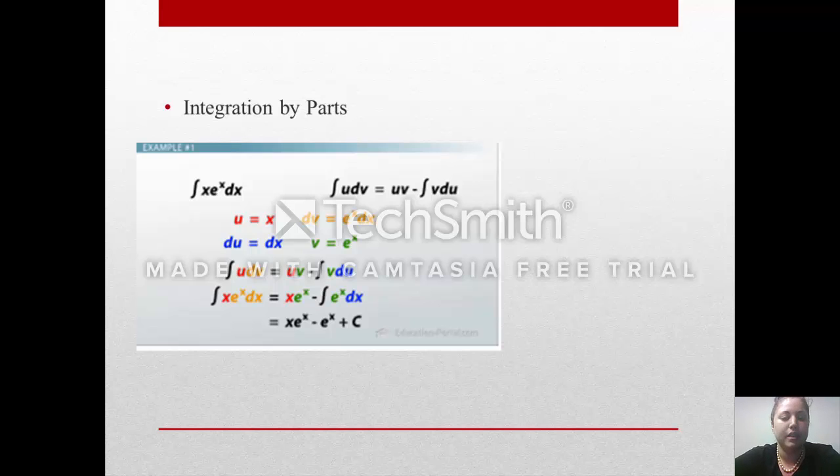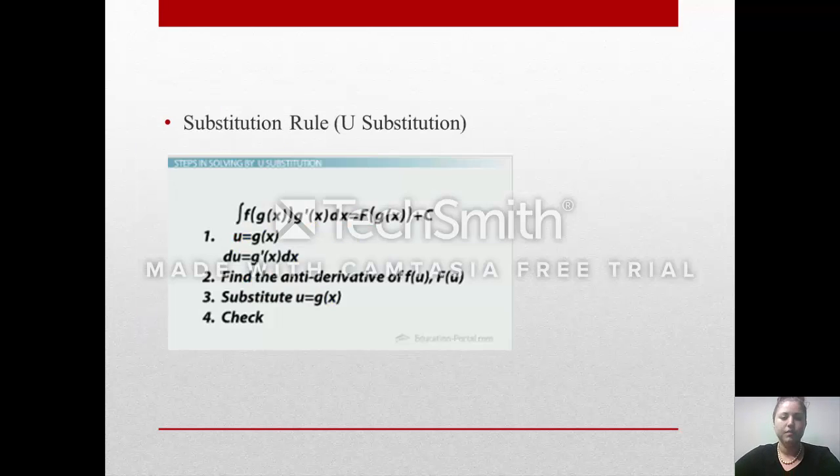Now we have to find the antiderivative of dv, which is v, and the antiderivative of e to the x dx is e to the x. So if we put it in our formula, we get the integral of x times e to the x dx equals x times e to the x minus the integral of e to the x dx. Simplified, it equals x times e to the x minus e to the x plus a constant.